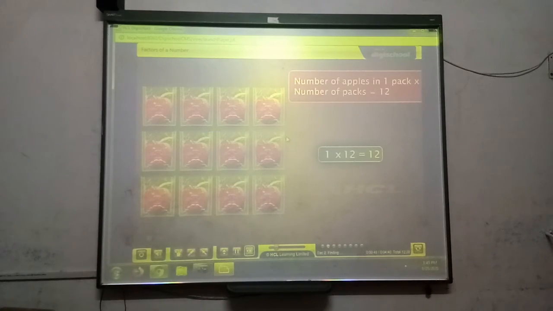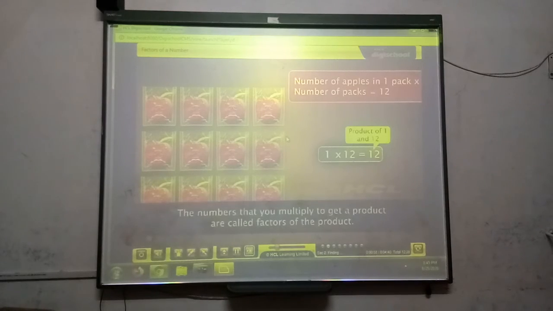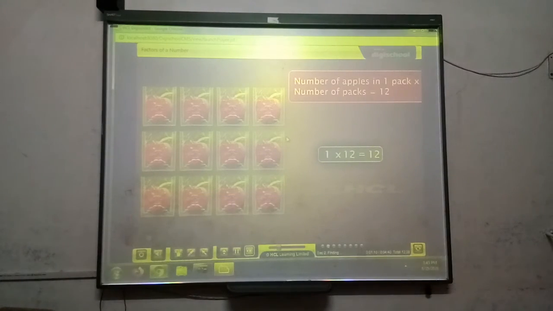Before we go on, let's look at these numbers once again. Here, 12 is the product of the numbers 1 and 12. The numbers that you multiply to get a product are called factors of the product. So 1 and 12 are factors of 12. Let's put the numbers aside and find more pairs of numbers whose product is 12.